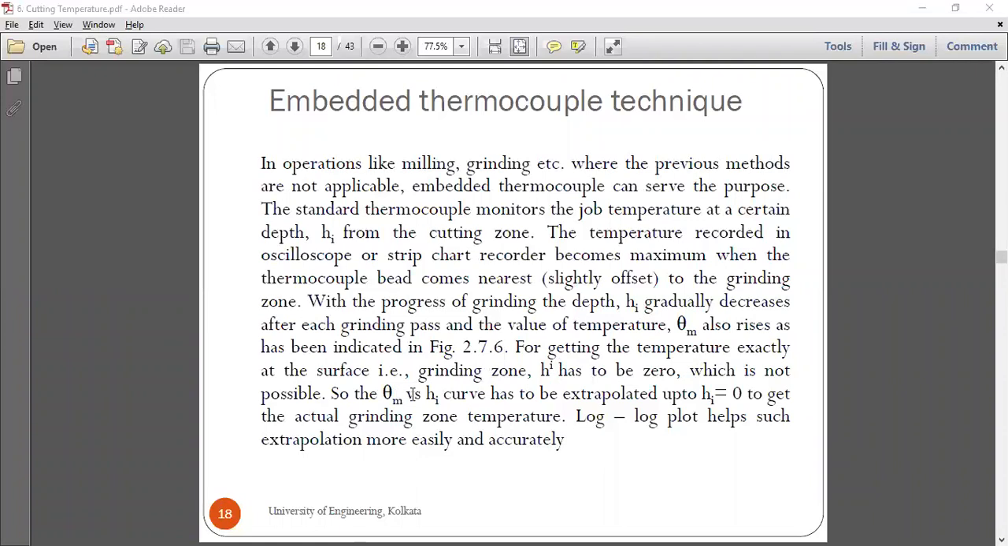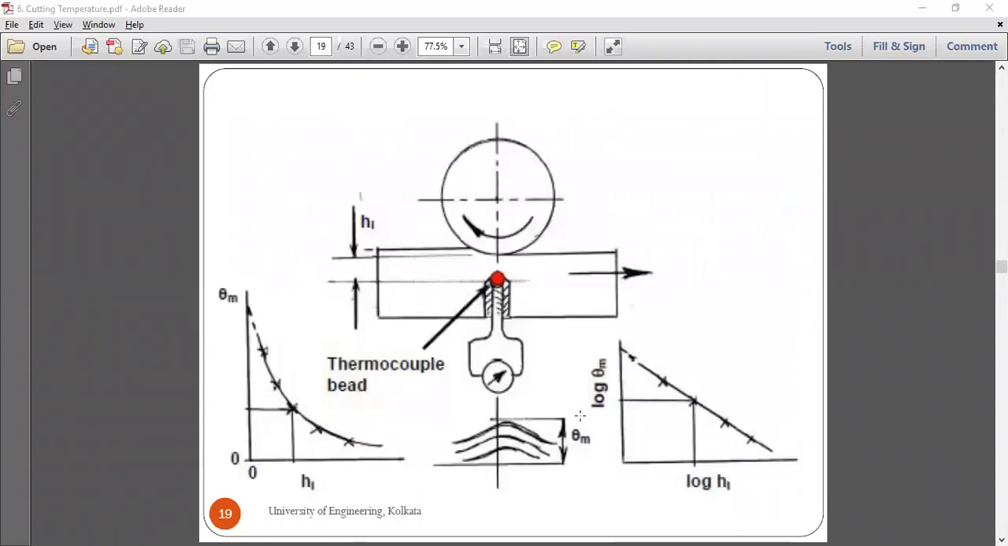So the theta m versus HI curve has to be extrapolated up to HI equals 0 to get the actual grinding zone temperature. So this is the embedded thermocouple technique. As you can see, the log graph has been drawn. So this is what we are getting. You can see there is a graph of theta m and HI, right? A similar kind of log graph is here.